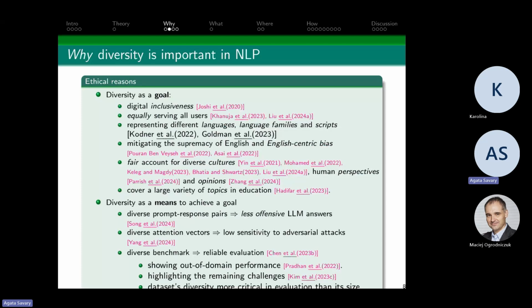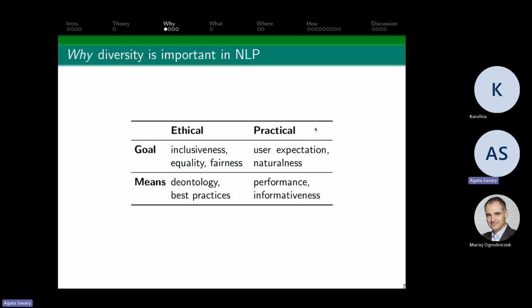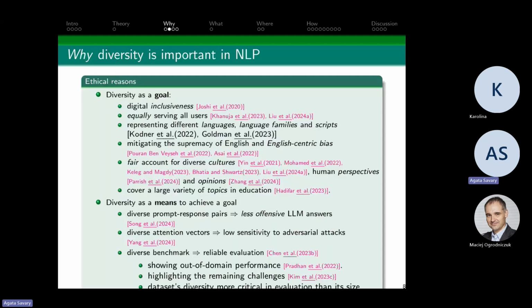So let's take this first cell here. Diversity is a goal, an ethical goal. This is a large number of papers where people notice that there's an issue with the overwhelming dominance of English, that there are under-resourced languages and endangered languages. Every 2 weeks, one language disappears, and so on. So they promote diversity because they want digital inclusiveness.